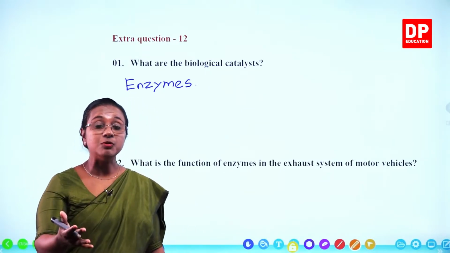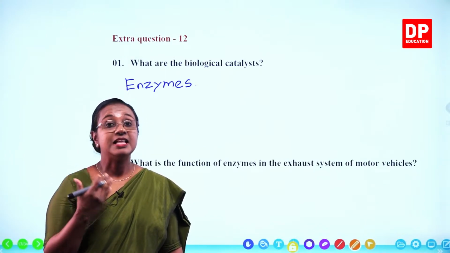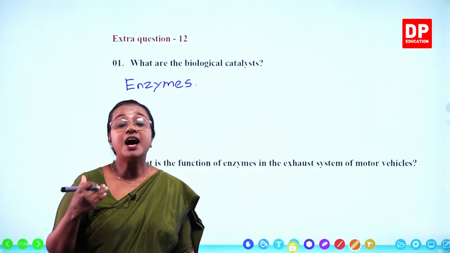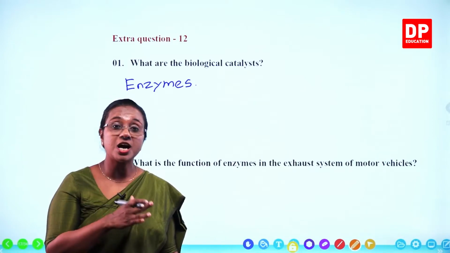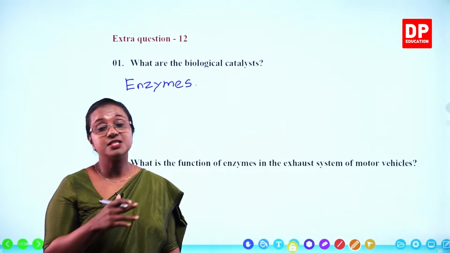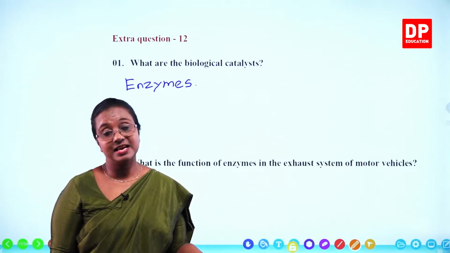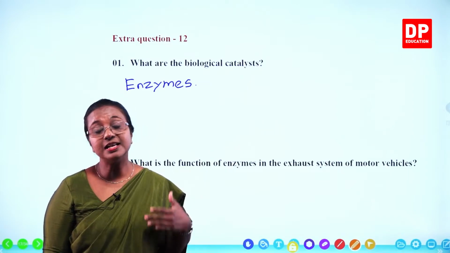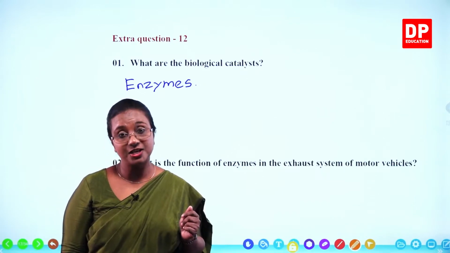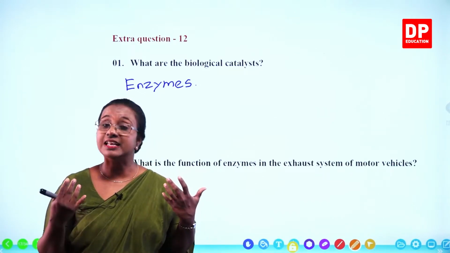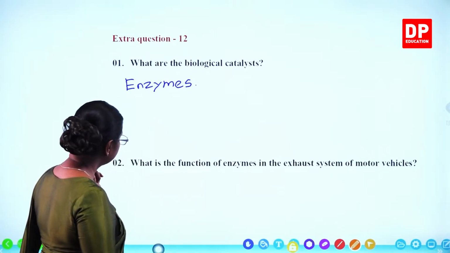You all will be learning more, but we have already discussed amylase, salivary amylase. That increases the hydrolysis of starch to maltose. The rate of hydrolysis of starch to maltose is increased by the enzyme amylase. So, like that, there are many enzymes. These enzymes are biological catalysts. So, they increase the rate of reaction of biochemical reactions or biological reactions that take place inside the body of living organisms.